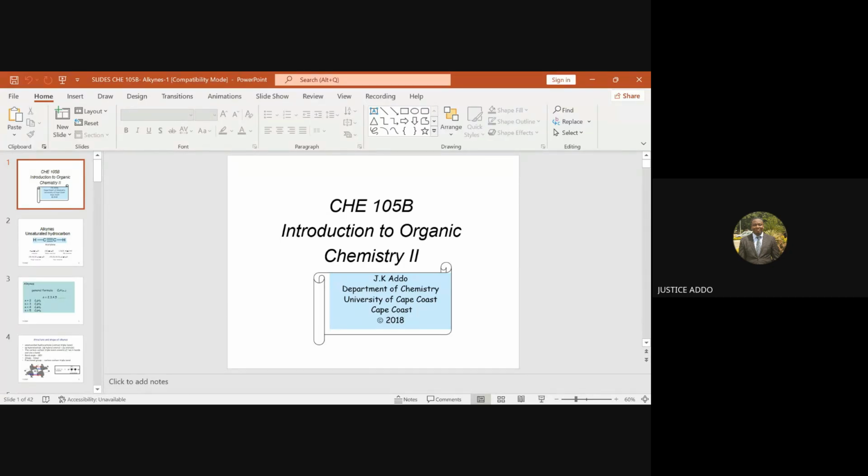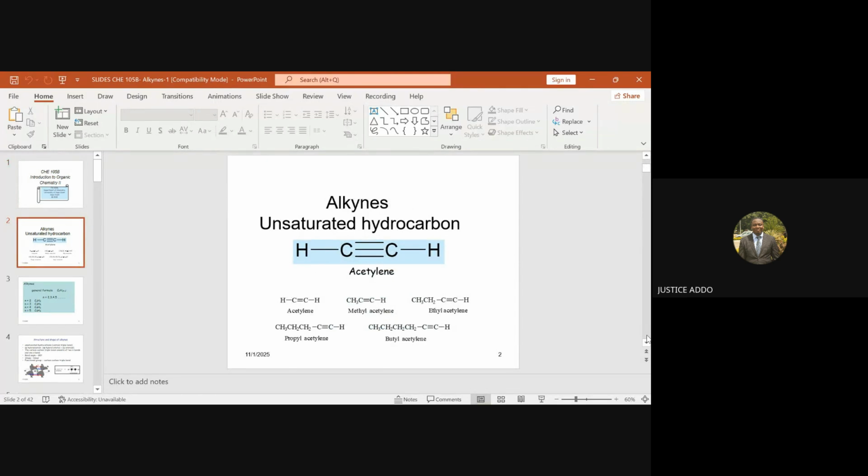So alkynes, which are unsaturated hydrocarbons, are characterized by the presence of what? A carbon-carbon triple bond. As soon as you see a carbon-carbon triple bond, that tells you the compound is an alkyne. The double bond is an alkene, the triple bond is an alkyne. If somebody asks you what the functional group of an alkyne is, it is a carbon-carbon triple bond.